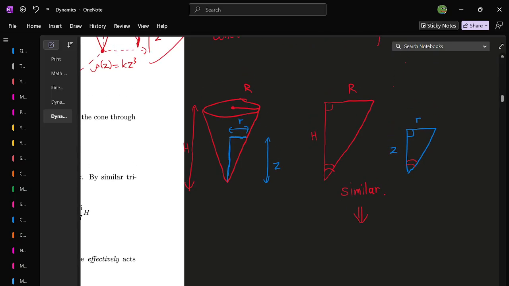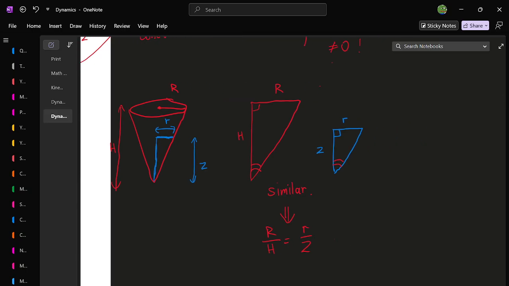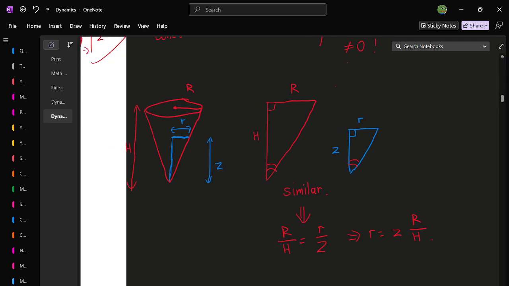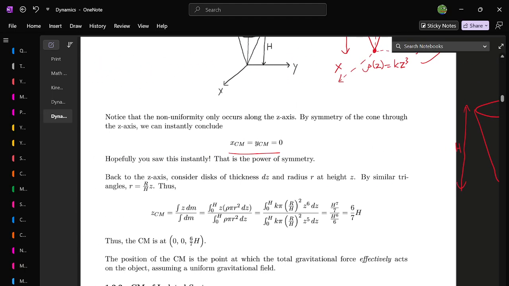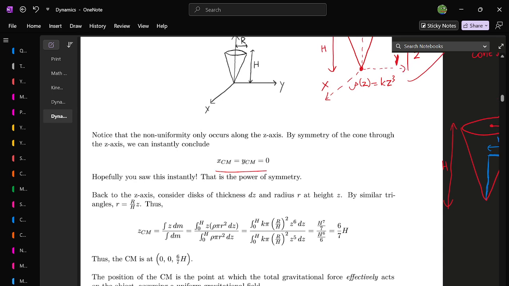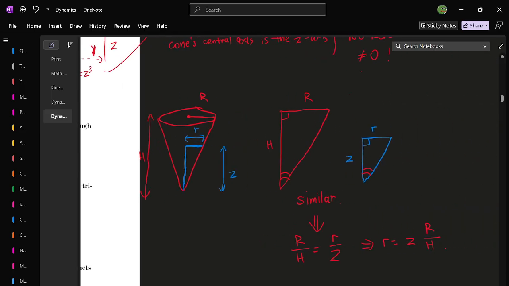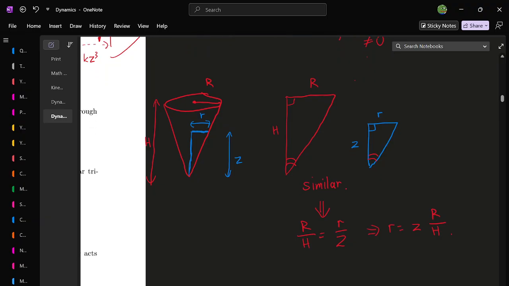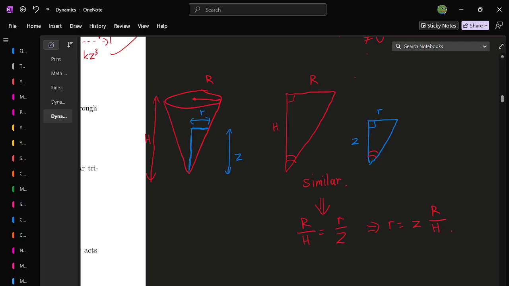And thus the ratio of lengths will follow this, which means that r equals z over h times the base radius. That's what we did here. Now we just have to substitute into our formula. When we move along the z-axis, we are essentially considering infinitesimal disks. So how the disk looks is like that. You're considering slices like that, and these form your masses.